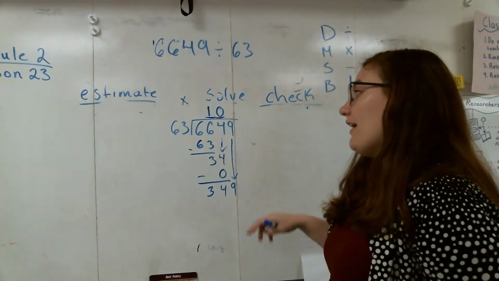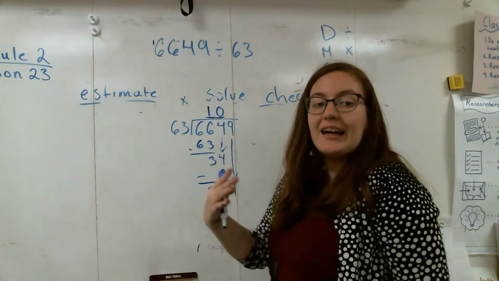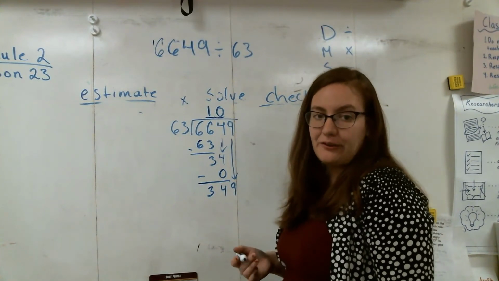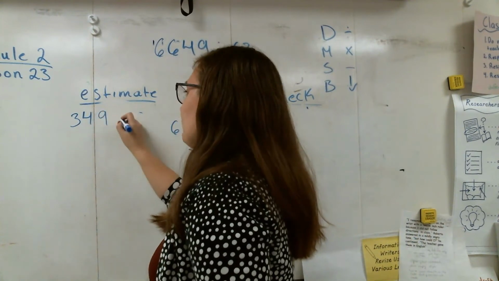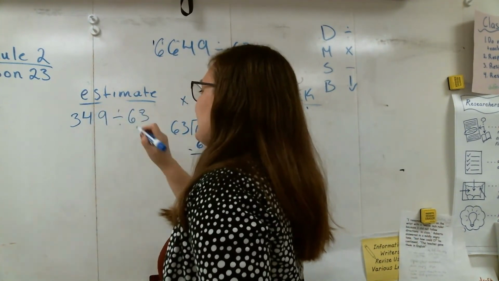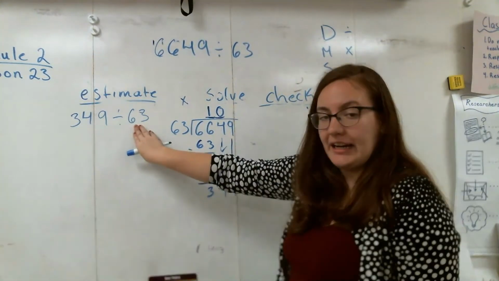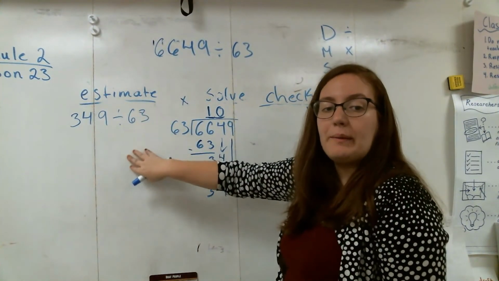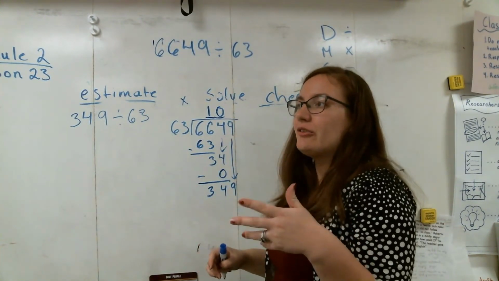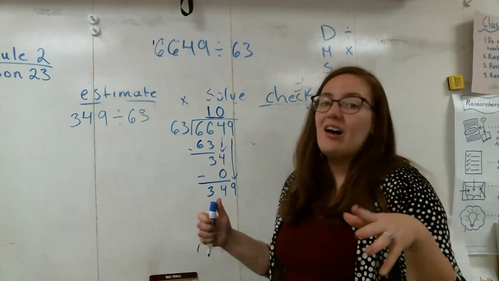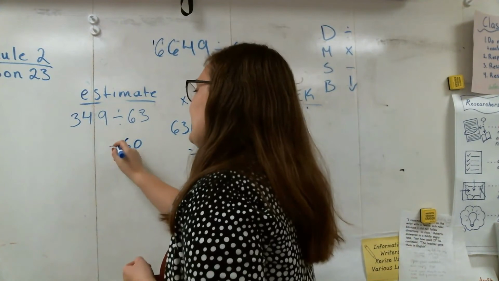And now I'm trying to figure out how many groups of 63 can fit into 349. And this is a problem I would probably want to estimate for because it's going to help me out. So I have 349 divided by 63. And for this one, again, I'm going to think about my divisor. And what multiple of 10 is 63 really close to? Well, 10, 20, 30, 40, 50, 60, or 70. Well, 63 is way closer to 60, so I'm going to rewrite this as 60 down here.